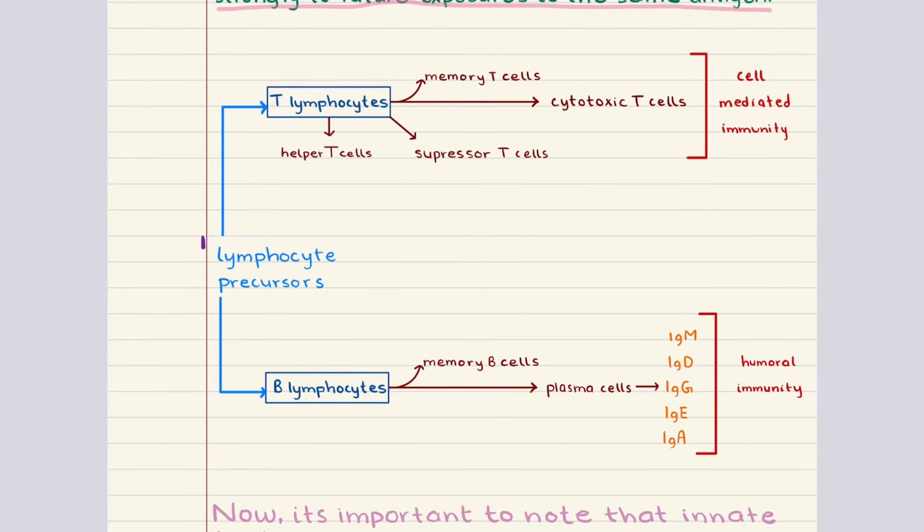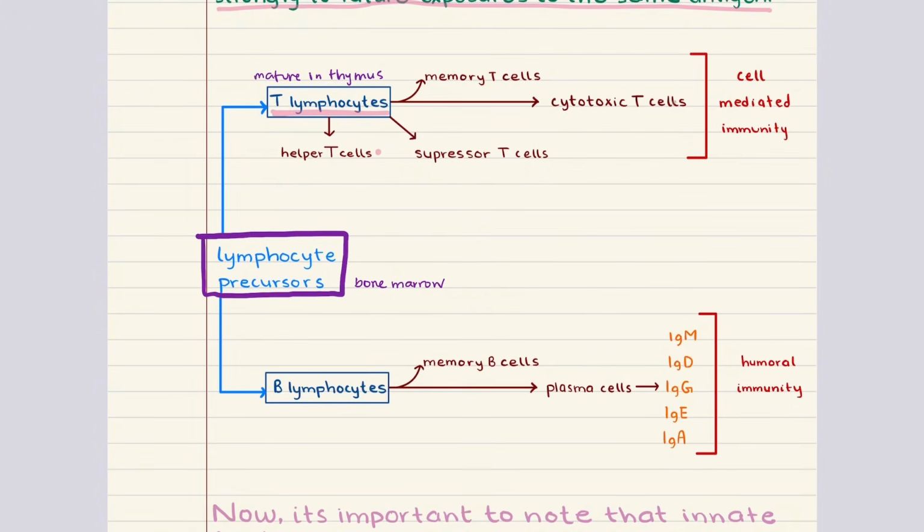All adaptive immune cells start as lymphocyte precursors in the bone marrow, and they branch into two main lineages, T lymphocytes and B lymphocytes. With that being said, this figure is going to help us summarize everything we've discussed thus far in a very condensed and effective way. So T lymphocytes leave the bone marrow to mature in the thymus, where positive selection ensures that they can recognize MHC molecules, and negative selection removes any that react strongly to self-antigens.